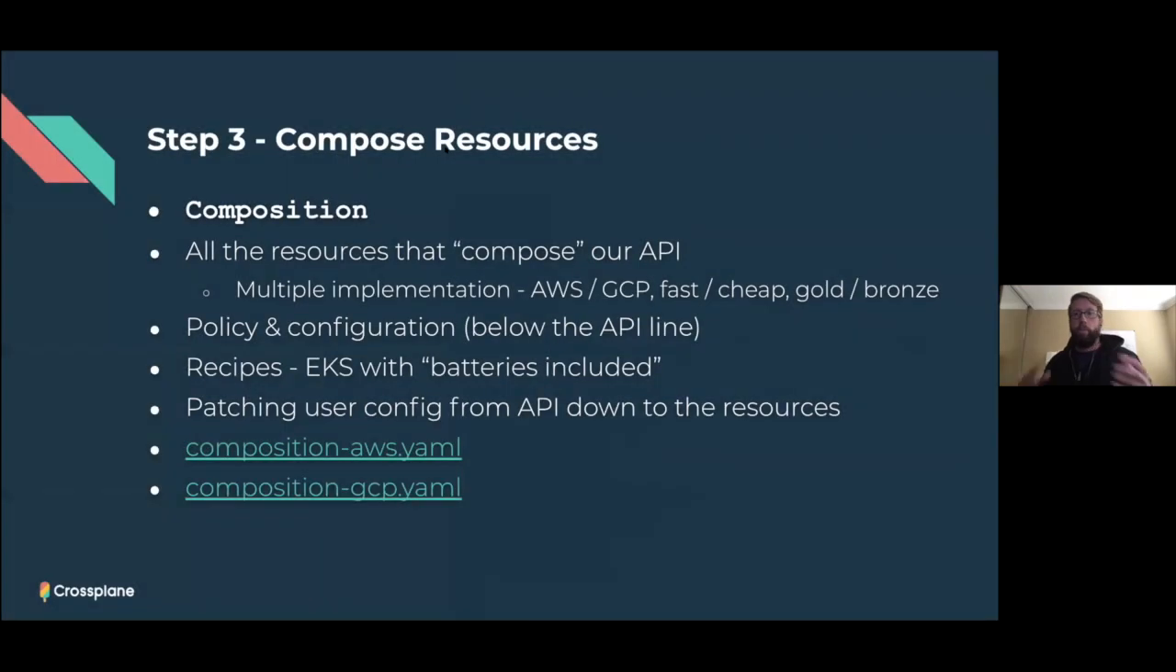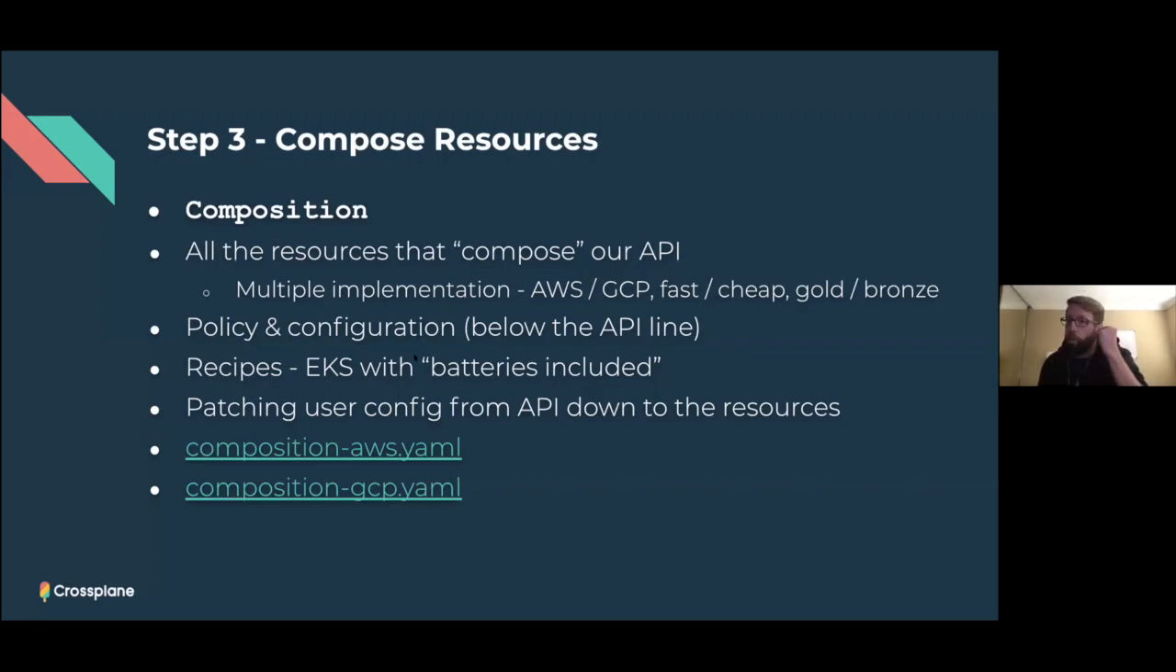Then step 3, what is beneath the API line? What are the resources in AWS and in GCP that actually compose this cluster resource, right? So we can have multiple implementations of this. That's a beautiful thing. User asks for a cluster. Underneath the covers, they can get one in AWS or GCP, or you can work on different dimensions as well too. Maybe a fast cluster or a cheap cluster, maybe a bronze cluster or a gold cluster. You can have multiple implementations for the compositions that are underneath the API you're defining for your application teams.